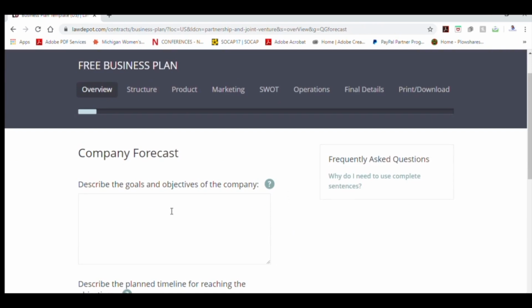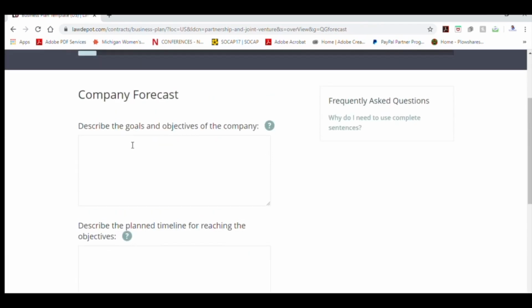Company forecast. Describe the goals and objectives of the company, and describe the plan timeline. First we want to describe the goals and objectives, and hopefully you have your goals and objectives for your business. Goals and objectives are very important for any third party reading your business plan because it tells them a lot about you and your company. What are the goals of your company? Why is it here? What is the purpose? And what are your objectives? How are you going to get there?